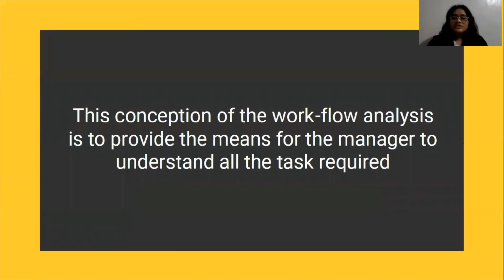Workflow analysis. The conception of workflow analysis is to provide the means for the manager to understand all the tasks required. Workflow analysis is to identify, to specify quality and quantity standards, and to analyze the processes and inputs for producing outputs. There are 3 stages for workflow analysis.